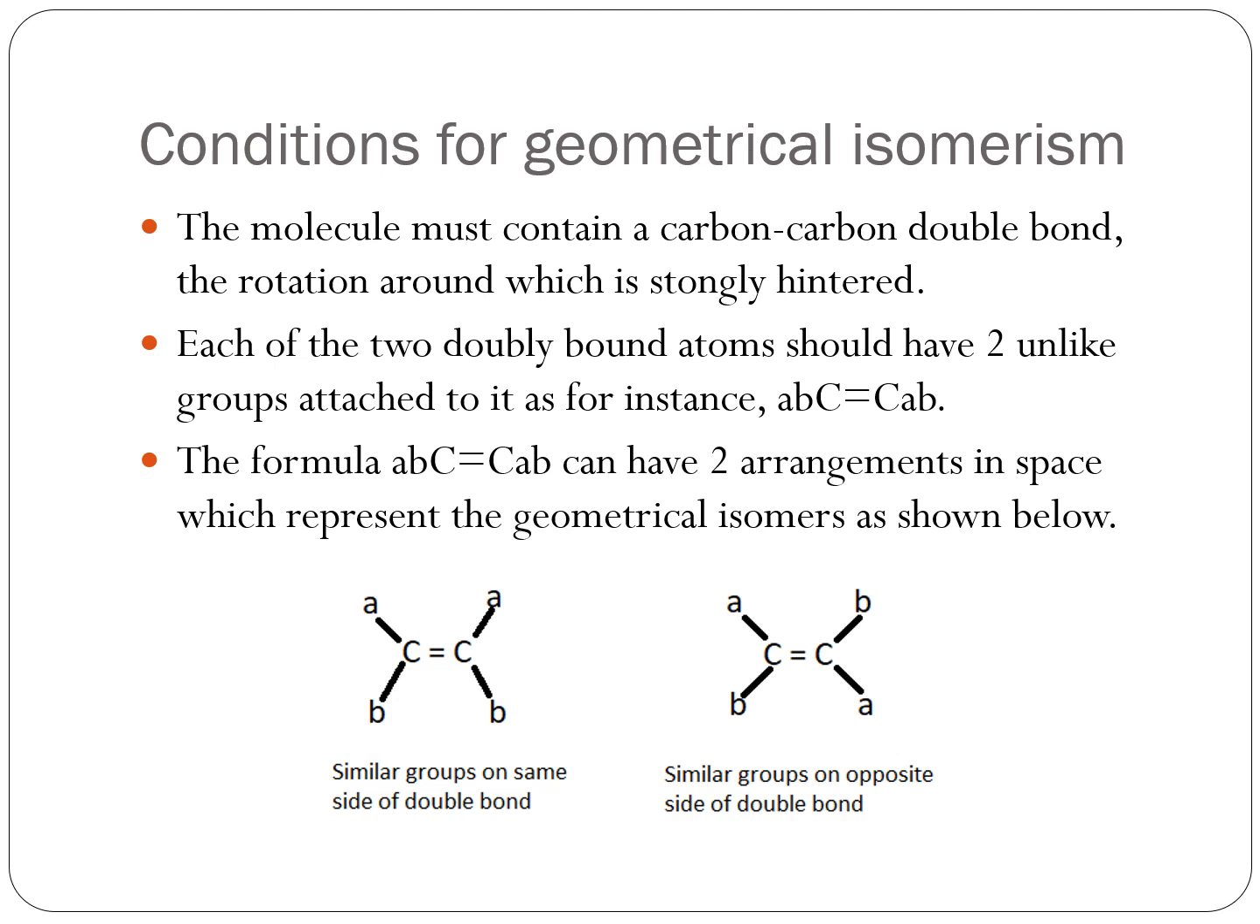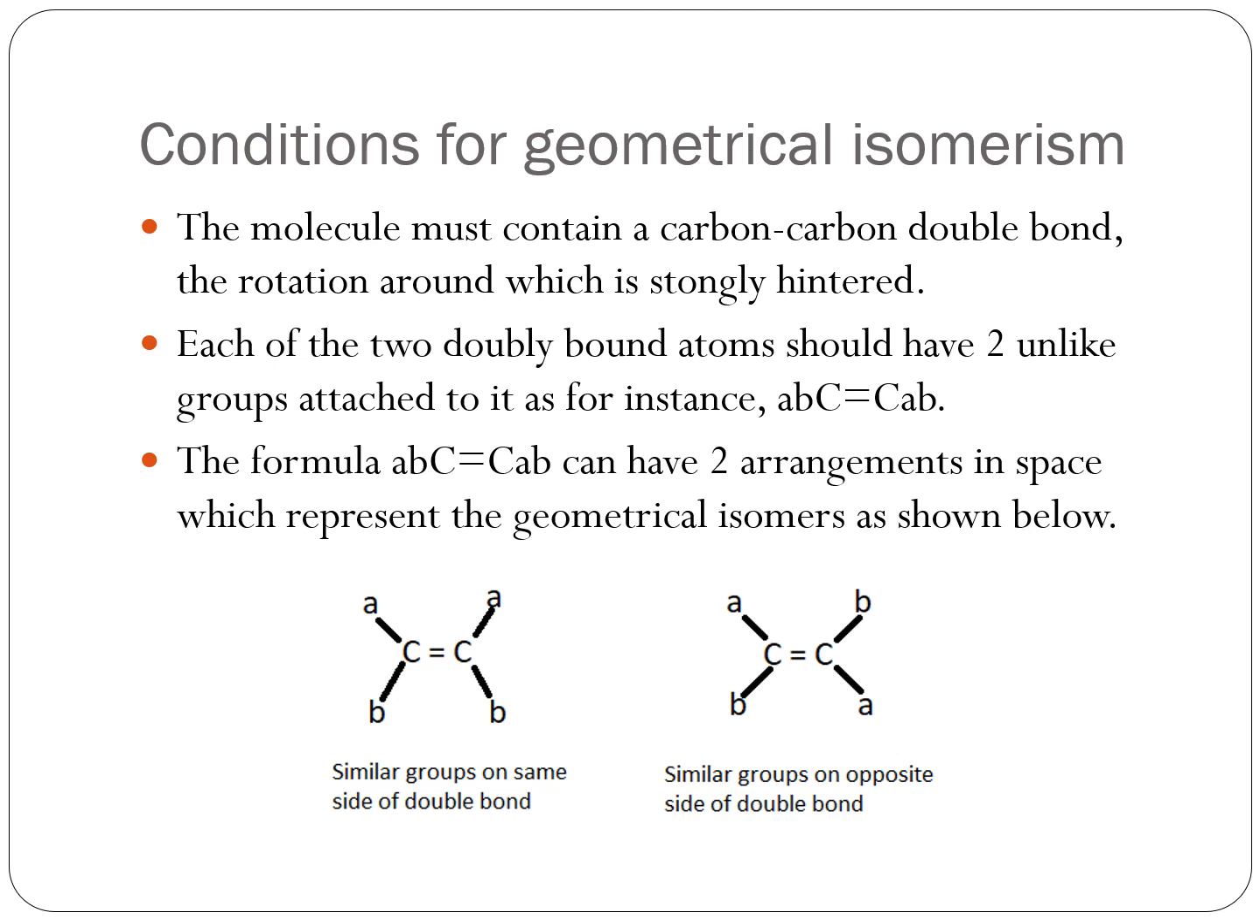So next are the conditions for exhibiting geometrical isomerism. The molecule must contain a carbon-carbon double bond, around which rotation is strongly hindered. Some hindrance is there for the rotation. That is the first condition to exhibit geometrical isomerism.